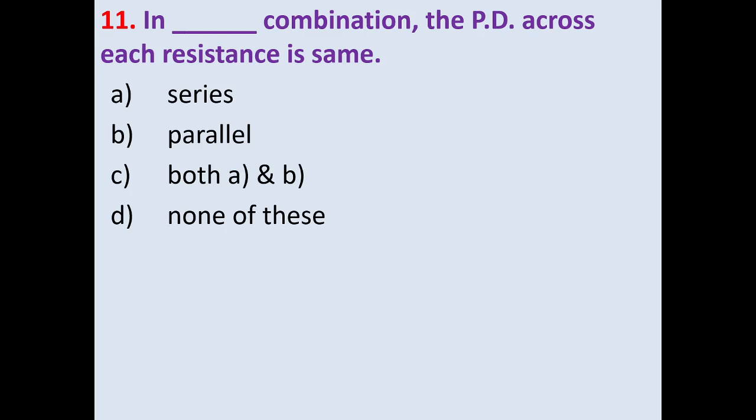In a dash combination, the potential difference across each resistance is the same. We know that whenever resistances are connected between two common points, then the current flowing through each resistance will be different, but the potential difference across each resistance is the same. Such a combination is called a parallel combination.